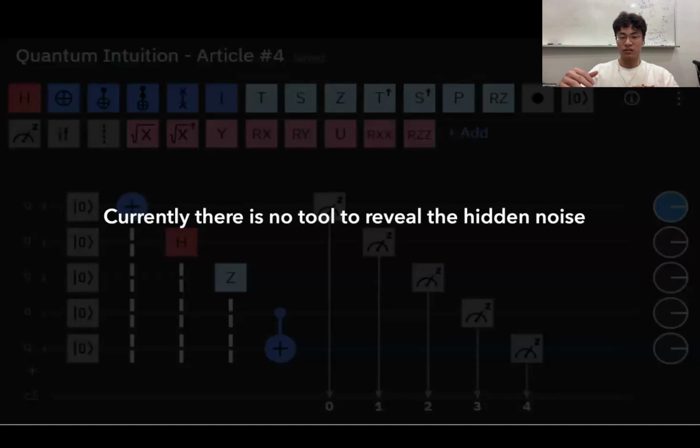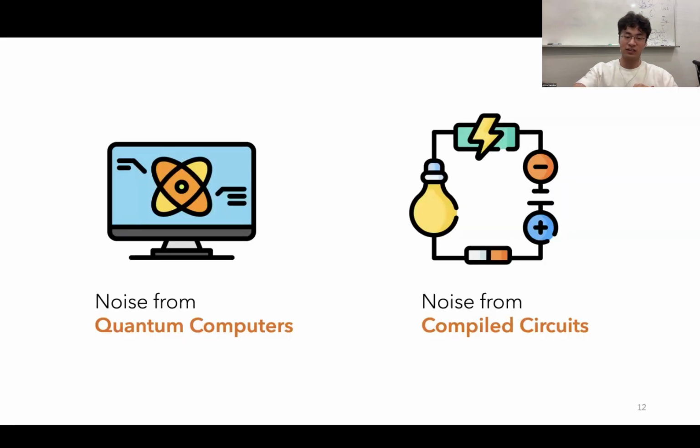And at the same time, there's no visualization tool to reveal those hidden noise in quantum computers and compiled circuits. For now, I just want to briefly give you some examples of what is the noise from quantum computers and compiled circuits. For the first one, quantum computers, there are different types of noises hidden in quantum computers, like T1 time, T2 time, which is the coherence time, or something else, and maybe the error rate when you measure the qubit, when you measure the single gate. They all have some noise in the quantum computer naturally.